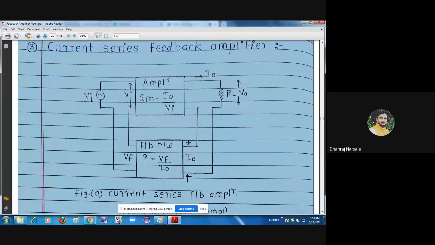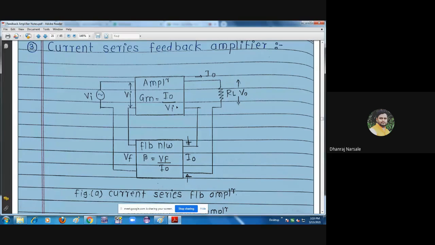Actually, the input source voltage is Vs, and the feedback voltage is VF. The difference signal of Vs and VF is Vi, and that difference signal is applied as input for the amplifier. By applying that difference signal of Vs and VF to the amplifier, the amplifier will do the amplification.